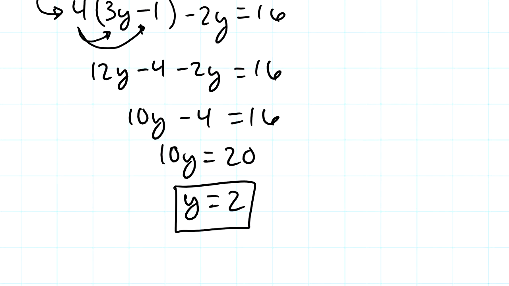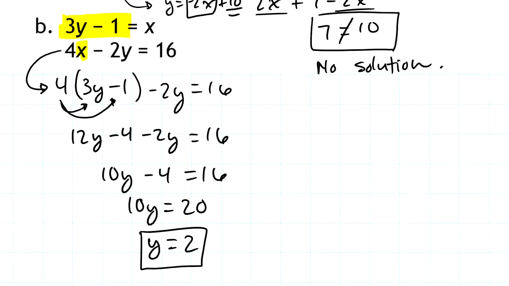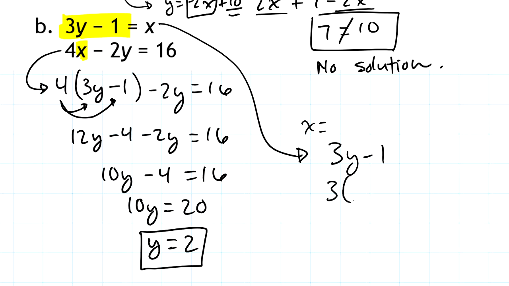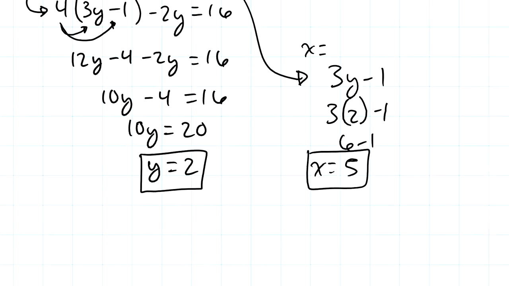So y is 2, but we don't know what x is. That's okay. This very first equation gives me a nice way to figure out x. It says that x is simply 3y minus 1. So let's plug in 3 times 2 minus 1. That gives us 6 minus 1. That gives us that x has to be 5. So I think we have our solution. We believe that x is 5 and that y is 2.